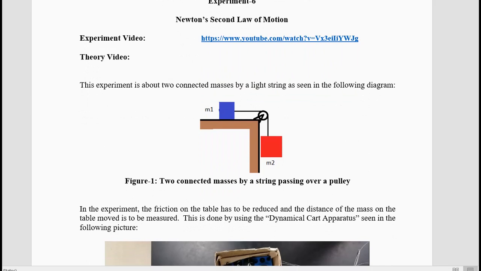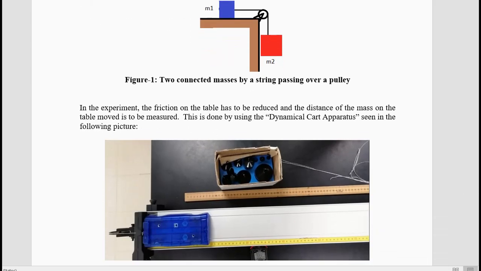Now this experiment deals with connected masses. You can see one mass M1 lying on the table and one mass attached to it hanging from it, which is M2 in red color. The blue mass M1 is sitting on the table, and M2 is your hanging mass. Now there is always some friction, which can be minimized by using a device called a cart, C-A-R-T, not car, which is shown in the second diagram.